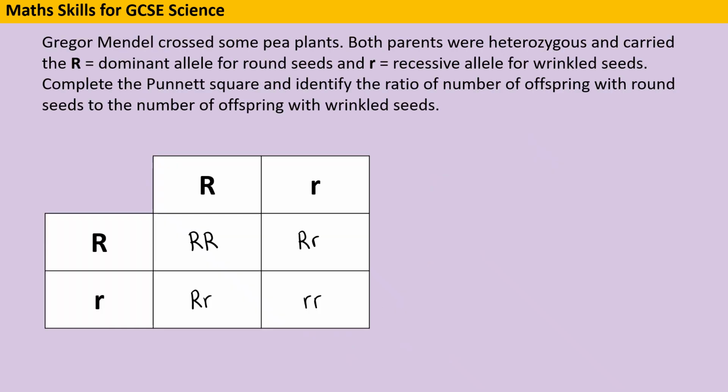Ratios most commonly come up in the genetics topic of the biology papers, and you might have a question where you're asked to complete a Punnett square and work out what the offspring of a particular genetic cross are, and then give your answer in the form of a ratio.